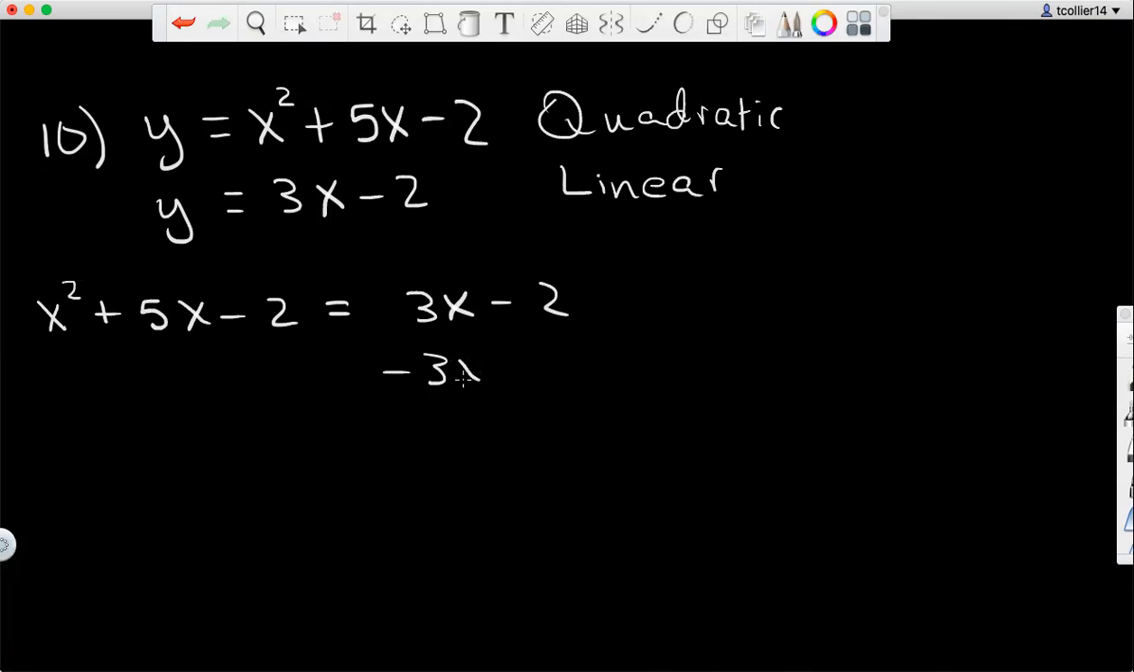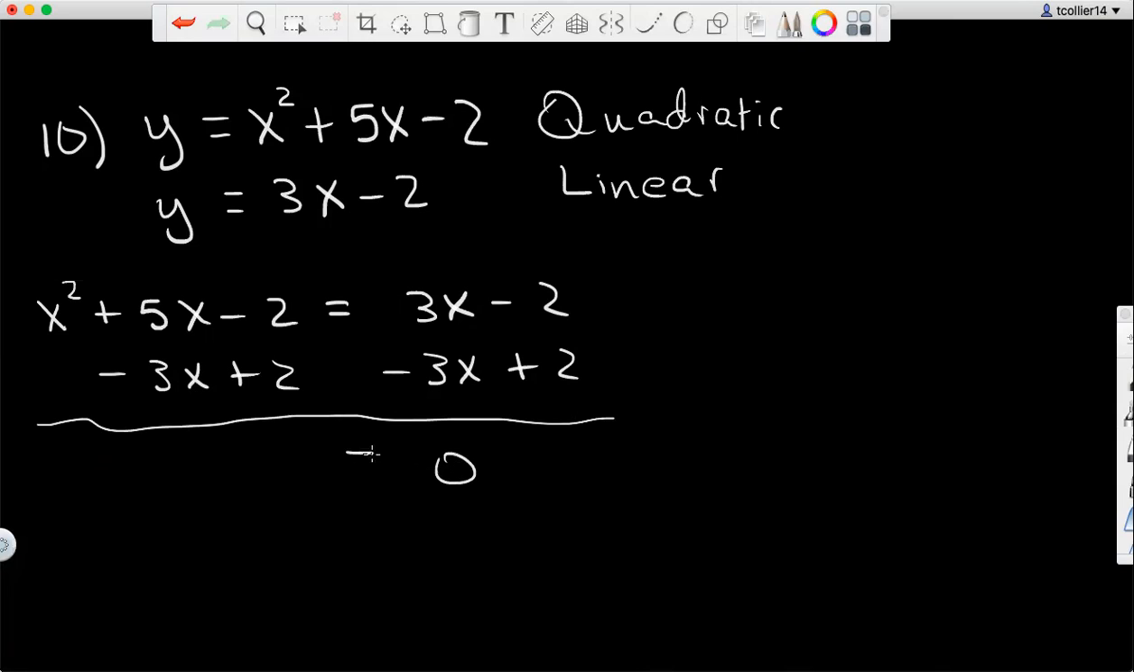Subtract 3x from both sides, add the 2. And I get x squared plus 2x equals 0. Now the constants are going to cancel because negative 2 plus 2 is going to give me 0. And I can factor this by GCF because I can't really factor it any other way. What I notice is they have an x in common, so I can actually take that out.